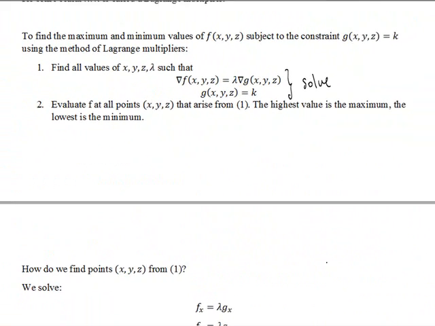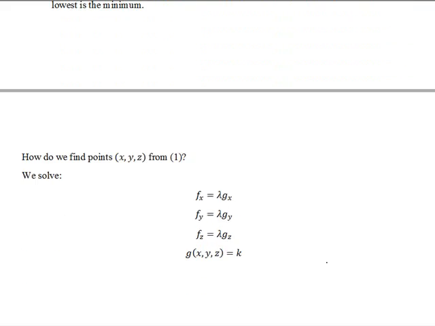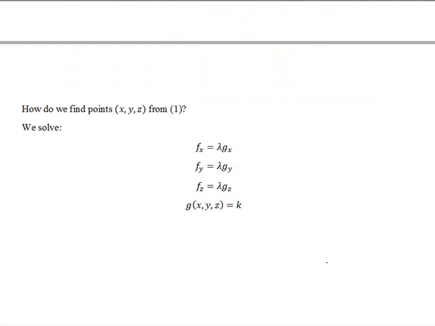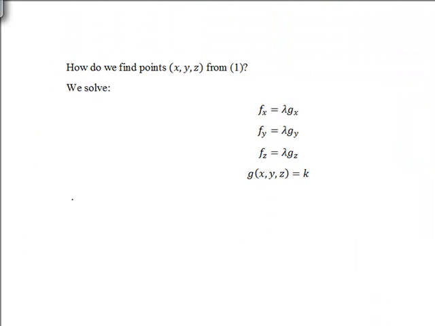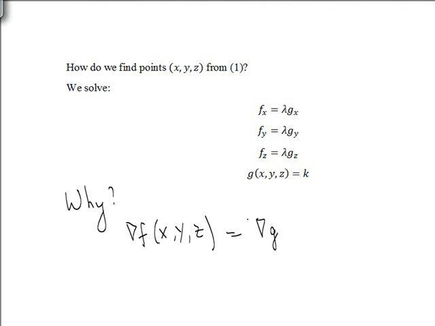So how do we find the points x, y, and z? We solve these 4 equations. Where did these come from? Let me show you. So we start off with del f at x, y, z equals lambda times del g at x, y, z. Okay, so remember, that is what we're trying to solve.